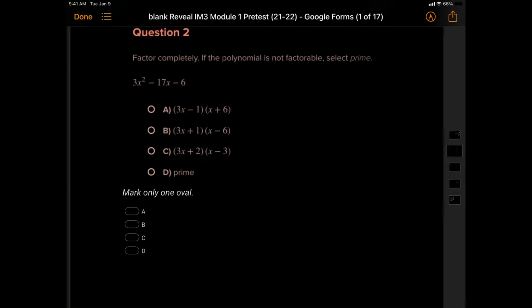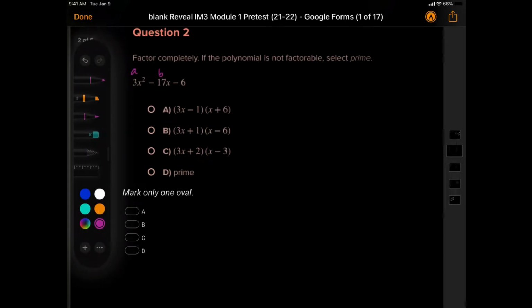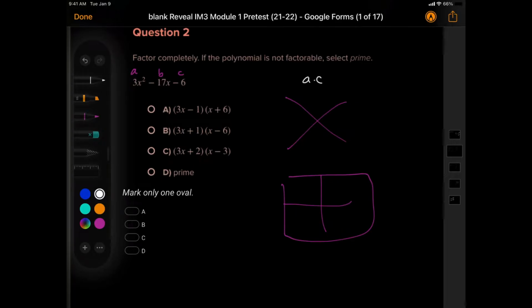Alright, question number 2, we're going to factor again. So I have my A, B's, and C's. A times C is going to be negative 18. My B value is negative 17. I like to write out all the factors. Sometimes this is really helpful. And do you see one? I see it. This one's going to be negative. So we're splitting negative 18x plus 1x equals negative 17x.